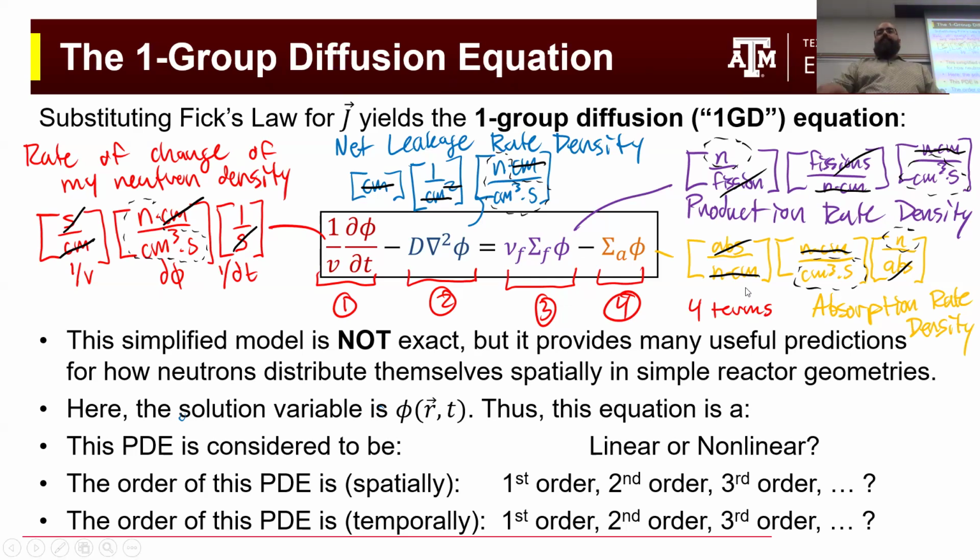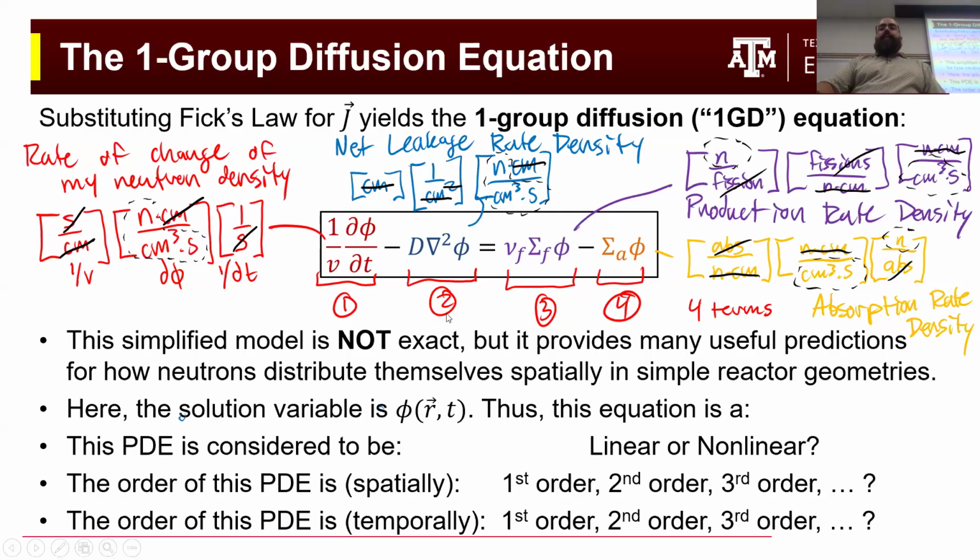This is going to be a very powerful and useful model for us to understand. We're going to use this equation to understand all kinds of things about how neutrons spatially distribute themselves in various reactor geometries. It's not exact because we made that Fick's law approximation, but not all models are correct, but some of them are useful, and this is a very useful model. If we think about it now, it's just got one unknown, right? The only unknown is the scalar flux.